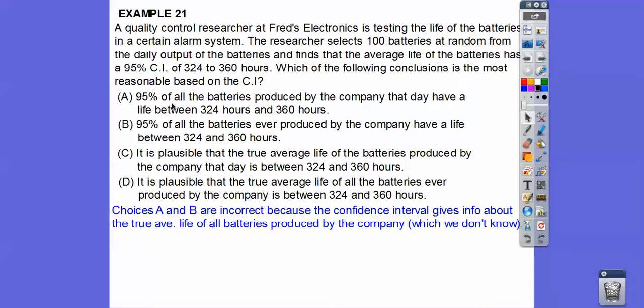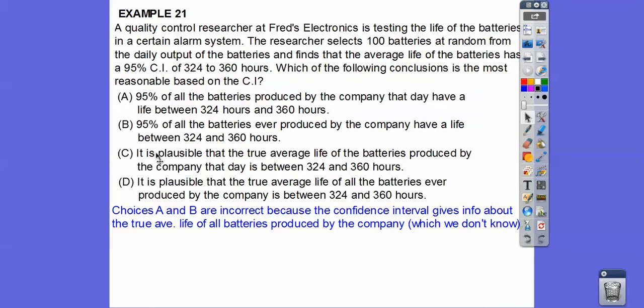So it says all the batteries produced that day. Well, we don't know the true average life of all the batteries. We just know that if we took 100 samples of size 100, and calculated a confidence interval, our confidence interval 95% of the time would contain the true mean. Okay, it doesn't mean that the mean is somewhere between 324 and 360 hours. If we calculated another confidence interval, it would change these numbers around. But 95% of the time, this interval will contain whatever our unknown true mean is. Okay, so A and B are not true.